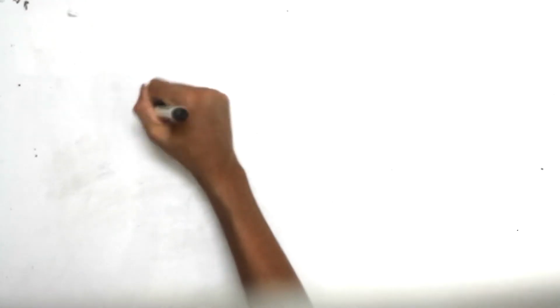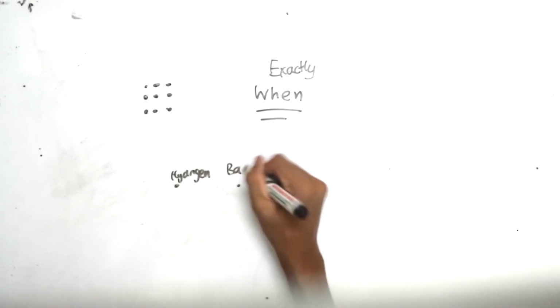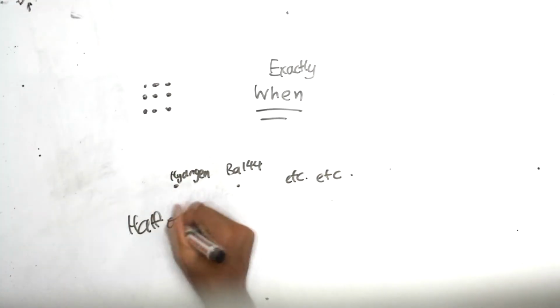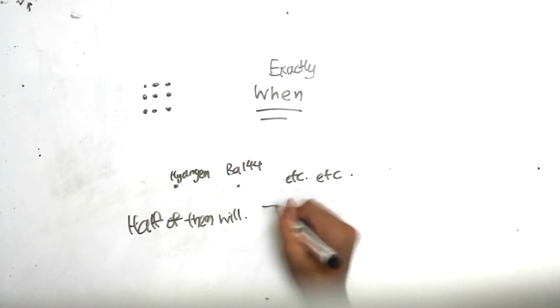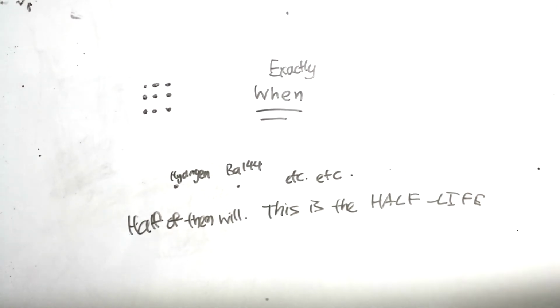But let's say you have a bunch of atoms. You really will never know exactly when each atom will decay into hydrogen and barium, etc. But you do know when half of them will decay into these elements. This is called the half-life.